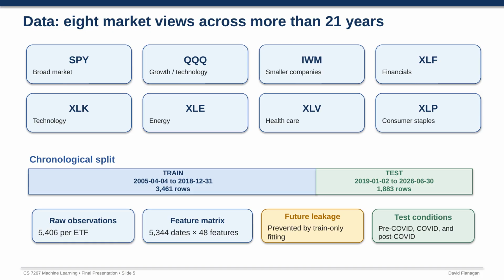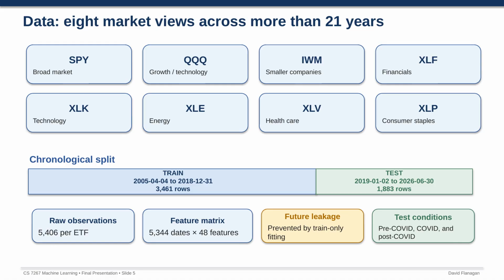The data includes 8 ETFs from January 1st, 2005 through June 30th, 2026. The group includes the broad market, growth, and technology, and smaller companies and several business sectors. SPY was the main broad market ETF shown in the report. Each ETF file contains 5,406 daily observations.